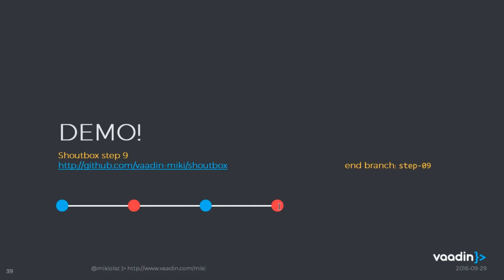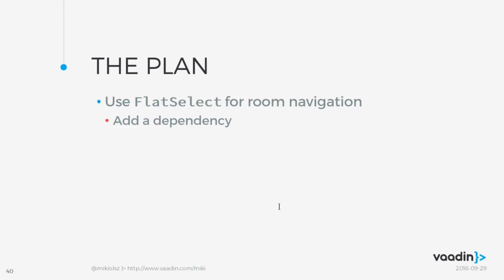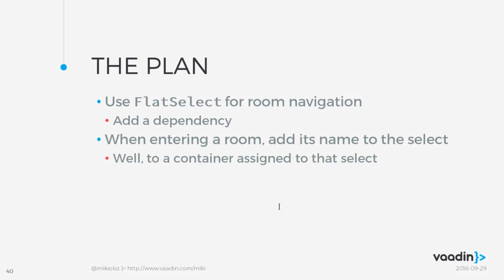If you remember, we started developing flat select because we wanted to have room navigation in our Shoutbox app. So now we can actually use it there. Now that we have our fancy component for room navigation, let's use it. Let's add a dependency to it in the project POM, and then just use it as any other component.